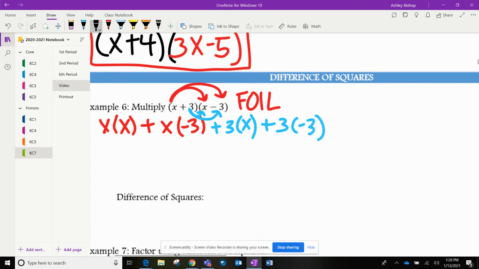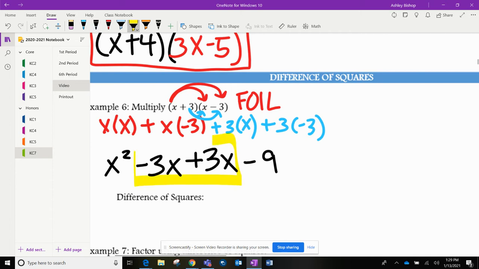And if I clean this up a little bit, I'll get x squared. x times x is x squared. -3 times x is just -3x. Positive 3 times x is positive 3x. And positive 3 times -3 is -9. Right? We went over this on Friday. So if you're super confused, go back to Friday's videos.